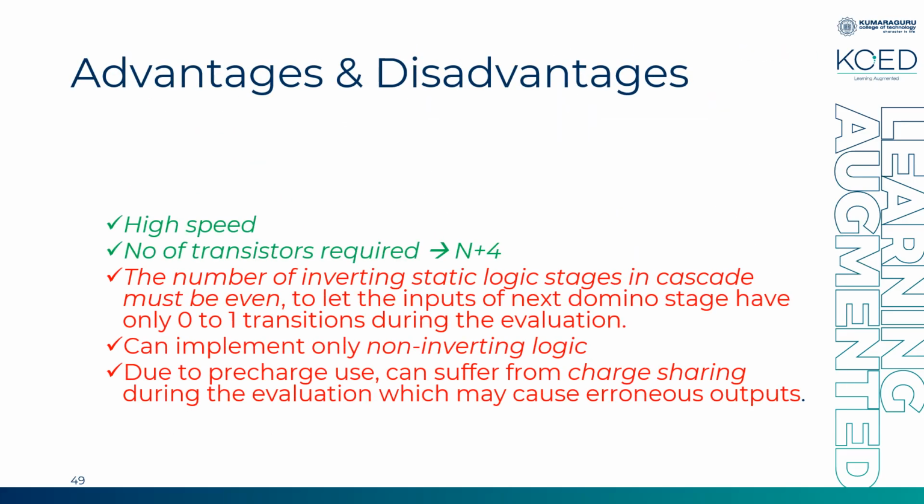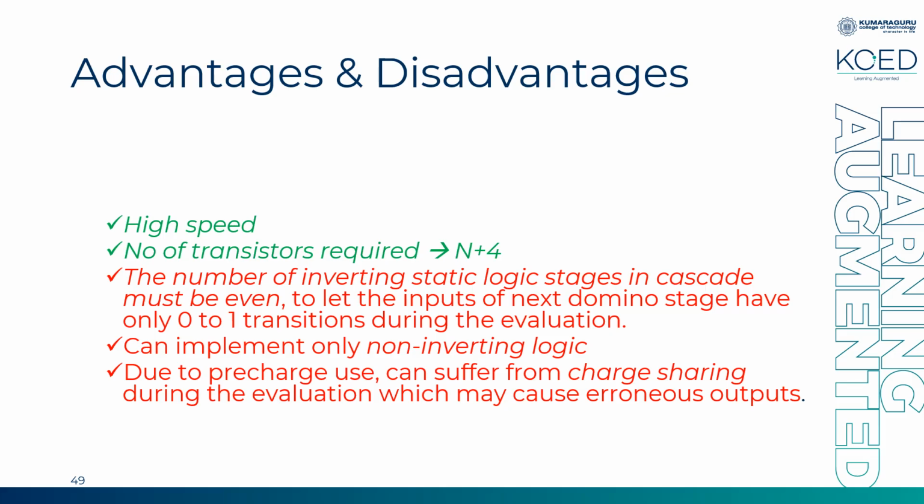So we have a few advantages and disadvantages. Advantages: high speed and fewer transistors. High speed can be justified using minimum capacitance. So why is minimum capacitance stated? Minimum capacitance is possible with the help of a buffer or inverter, the static inverter at the output of your domino. That reduces the actual capacitance at the output node.